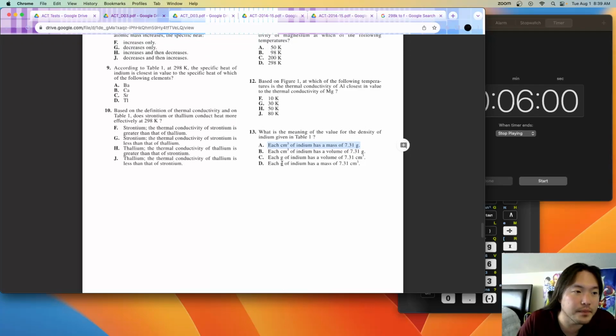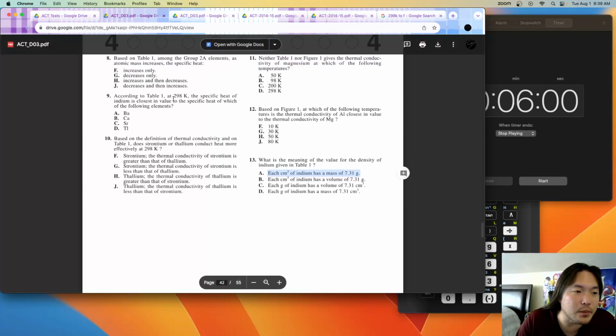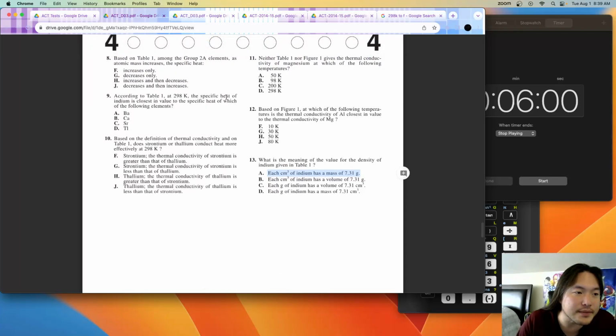Question 9. According to table 1, at 298 Kelvin, the specific heat of indium is closest to the value of the specific heat of which of the following elements? Okay.